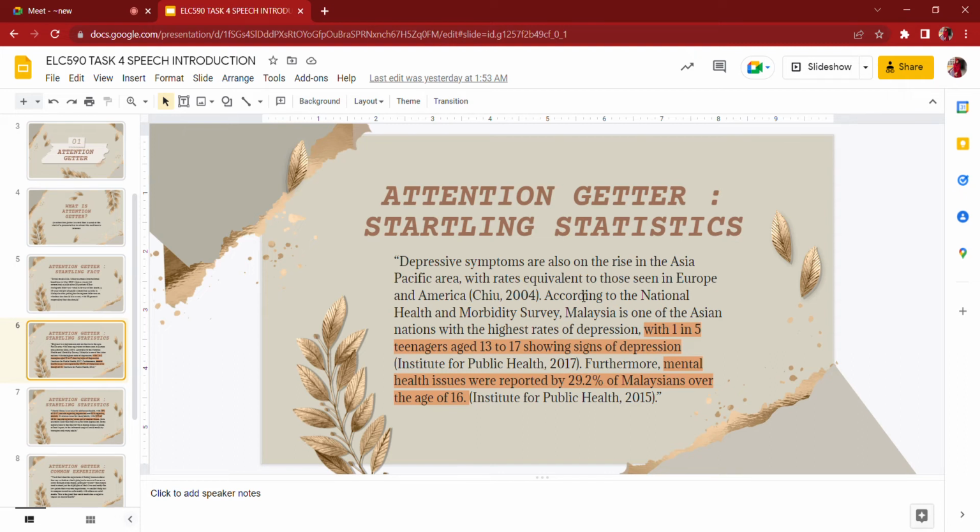For example, depressive symptoms are also on the rise in the Asia Pacific area, with rates equivalent to those seen in Europe and America. According to the National Health and Morbidity Survey, Malaysia is one of the Asian nations with the highest rates of depression, with 1 in 5 teenagers aged 13 to 17 showing signs of depression. Furthermore, mental health issues were reported by 29.2% of Malaysians over the age of 16.